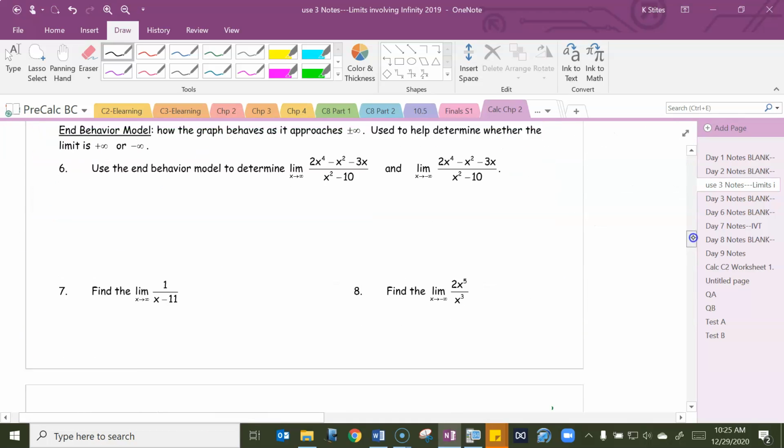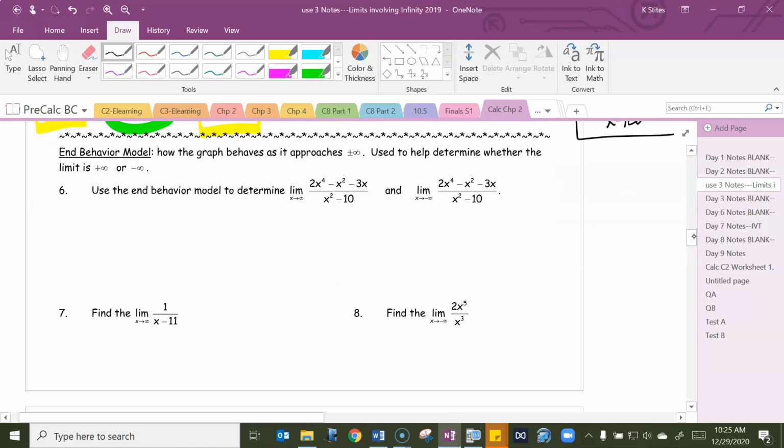All right, so now let's talk more about end behavior models. That is how the graph behaves as it approaches plus or minus infinity. That is what we're really talking about with an end behavior model. Now, before we called it an end behavior asymptote, which was a specific equation. We are going to be more general here. We more care that the model is giving us a general idea of what the graph is doing. It's not a specific equation. So this is used to help determine whether the limit is plus or minus infinity.